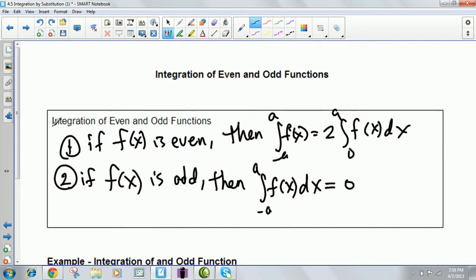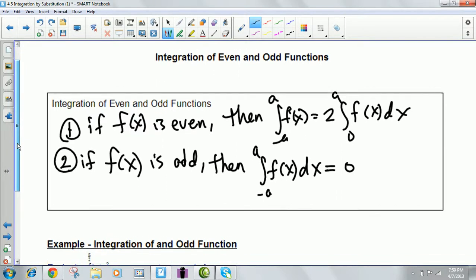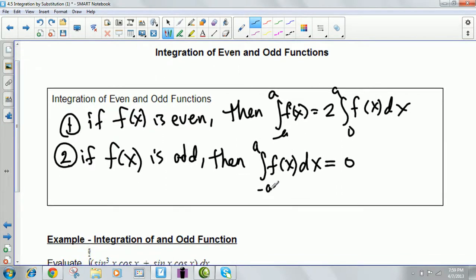However, if it's odd, what that means is there's just as much below on one side as there is on the other side. And so that makes it an odd function. Okay, so you can check it out as you go through the homework.